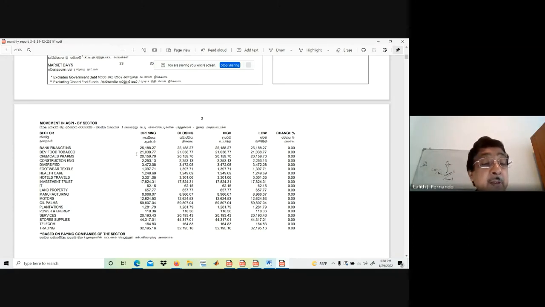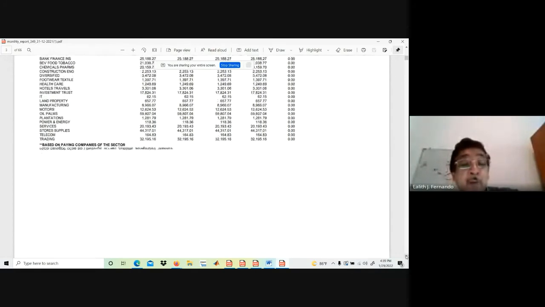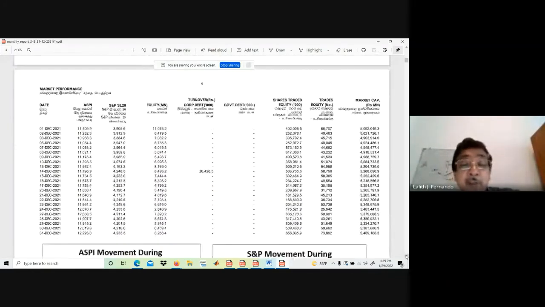Now, the index in relation to bank, finance, insurance started with 25,188.27. It closed at 25,000, the same. So you can see there's no change. The index has not changed during the month. That is what it says. I think it's a peculiar situation. No change took place. S&P 20 is also the same.